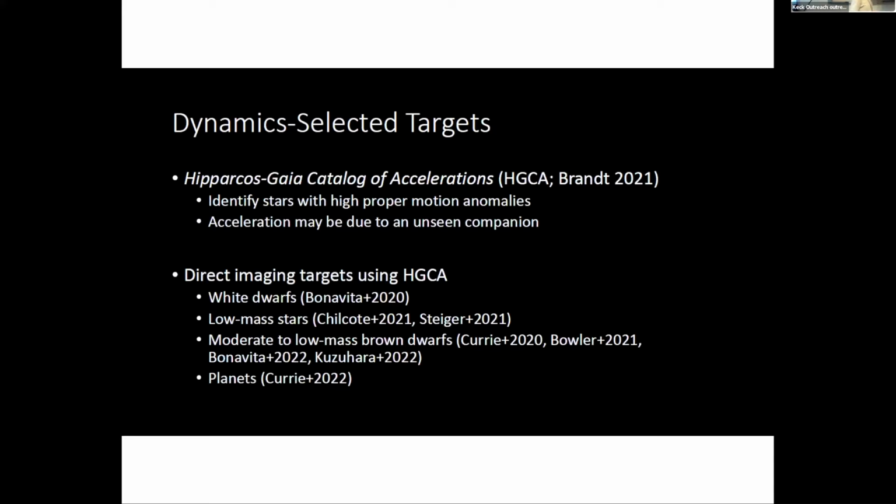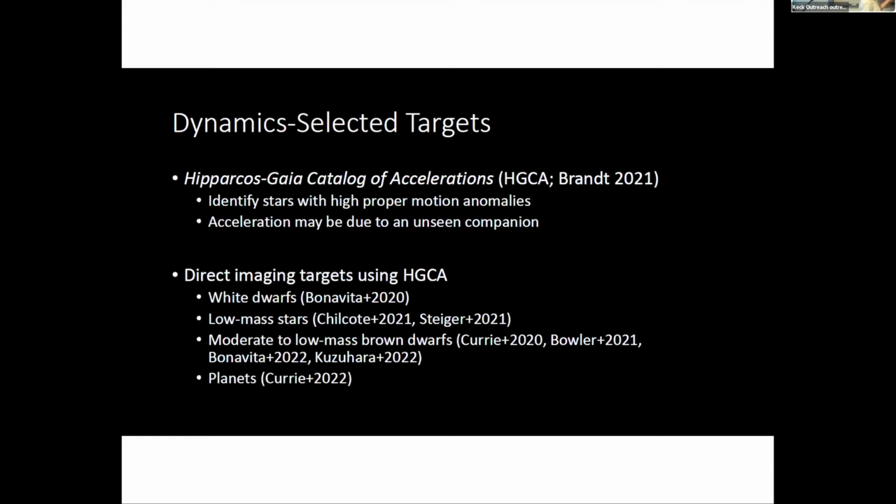And the way that we do that is by selecting targets based on the dynamics of the host star. For that, we have this wonderful tool published by Tim Brandt in 2021 called the Hipparcos-Gaia Catalog of Accelerations, which takes data from the Hipparcos and Gaia missions and allows us to measure the proper motion anomaly of stars that are seen in both surveys. And what this allows us to do is measure if there's any errant acceleration, any anomaly in that proper motion that may be due to a previously unseen companion.